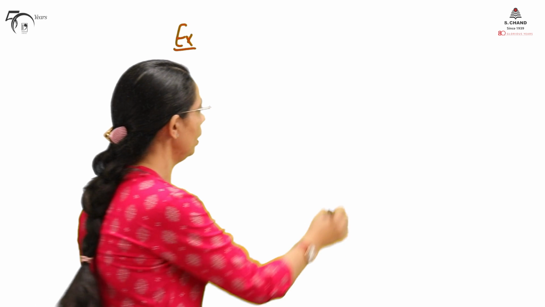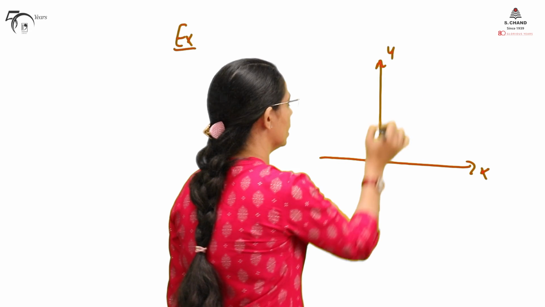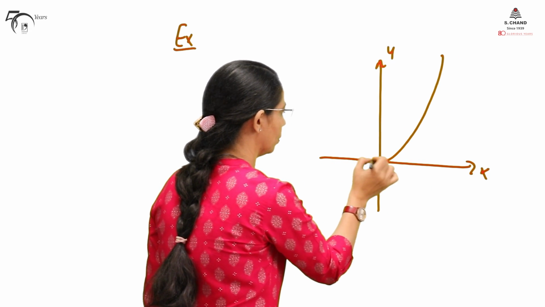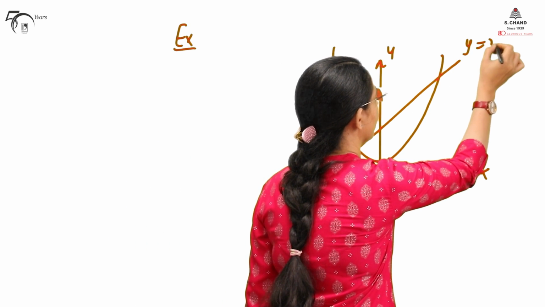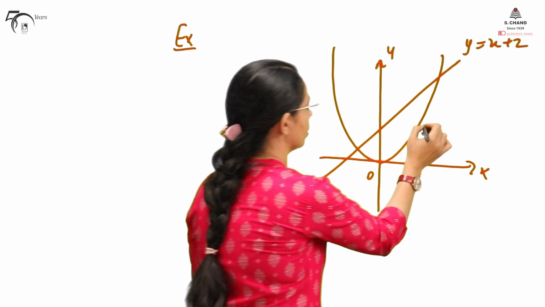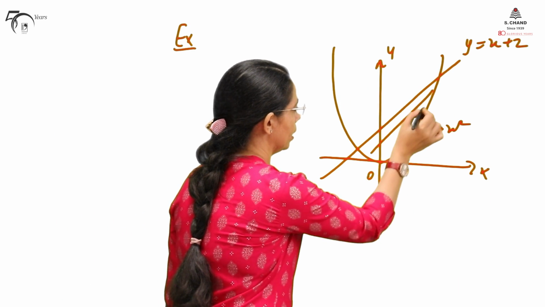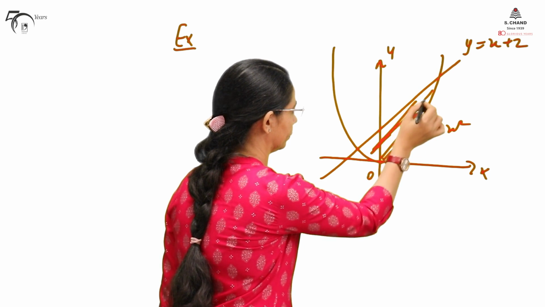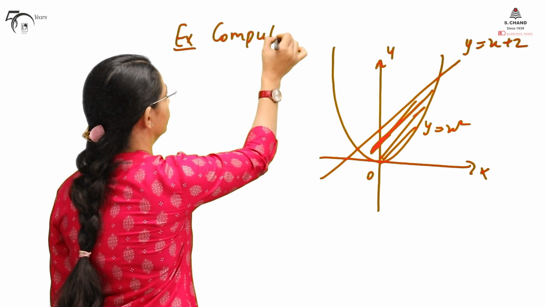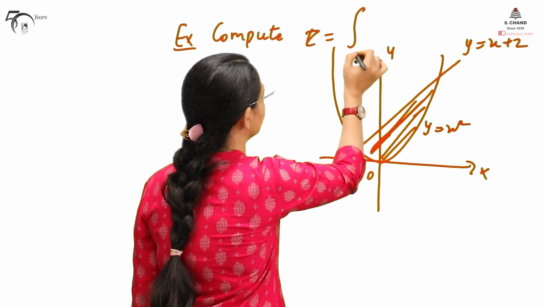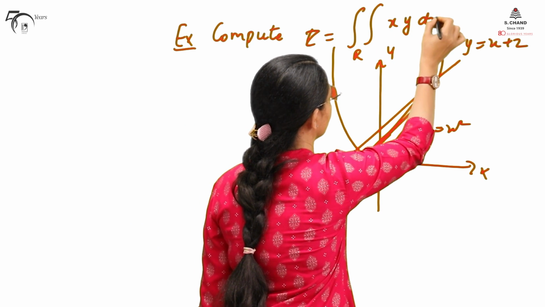So this is the next example. In this one, we will take the same sketch which we have discussed. So if this is your parabola, this is your line. Let me say that the line is y equal to x plus 2, and this is of course y equal to x square. Let us say that this is the region of integration. So you need to compute the integral. Compute I over this region of integration, let us say, of xy dx dy.